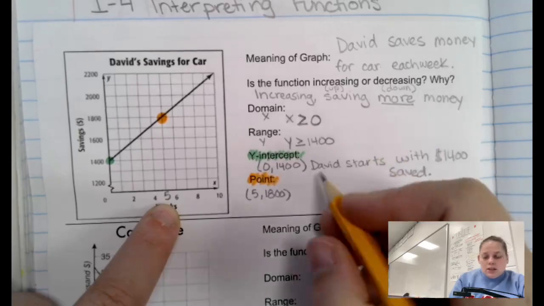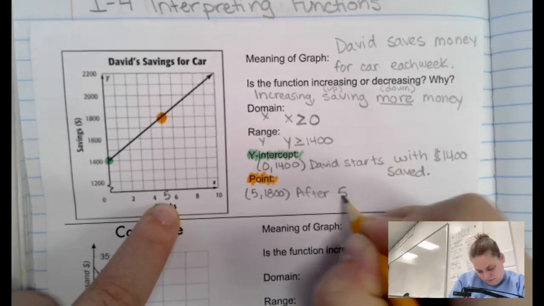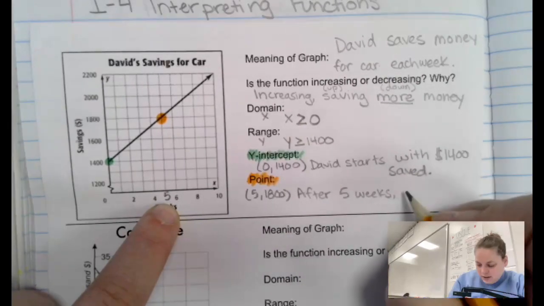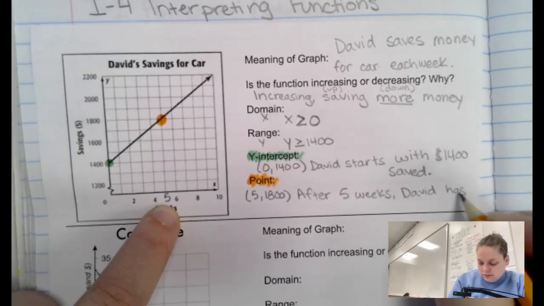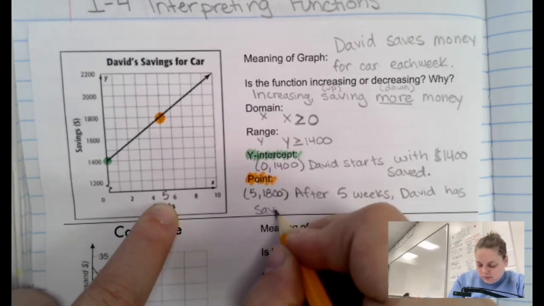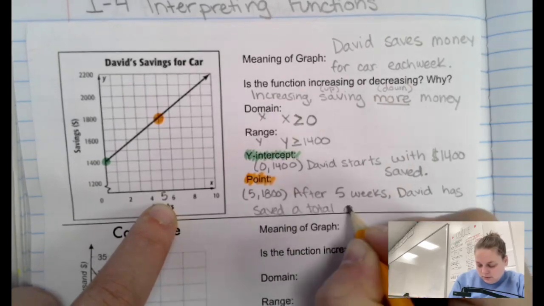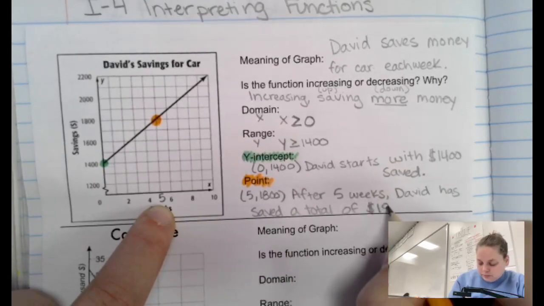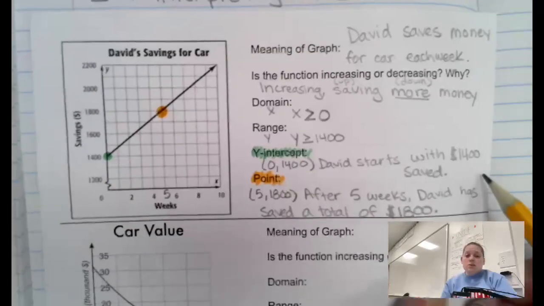And what that would mean is that after 5 weeks, David has saved a total of $1,800, which again sounds like a lot, but after 5 weeks, he's only saved $400 more.